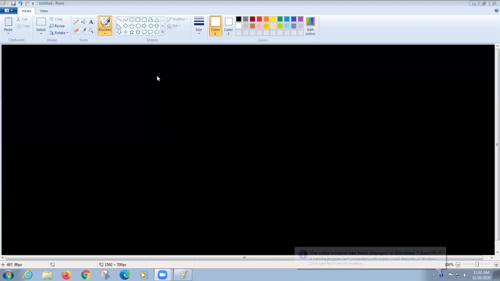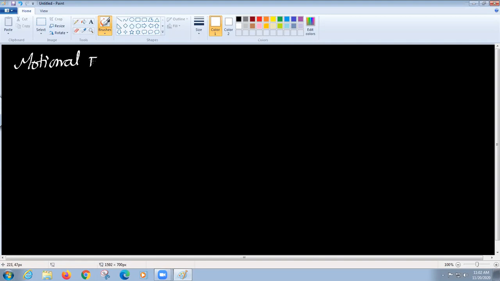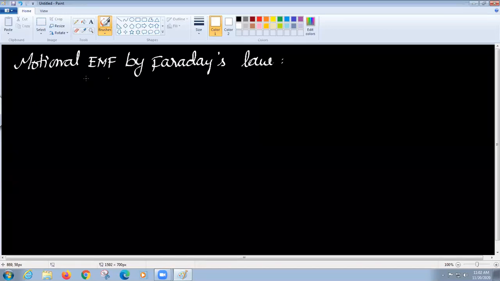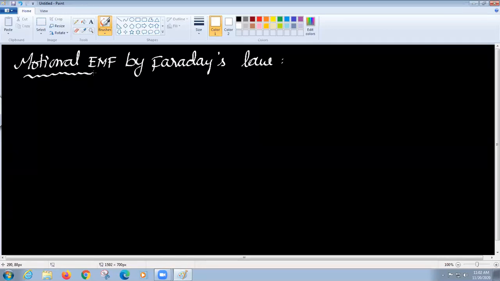So I think we are done with motional EMF. Now we will see motional electromotive force by Faraday's law. The same derivation, whatever we obtained, that is BVL. I think we did not verify it with Faraday's law, and that's what we have now.